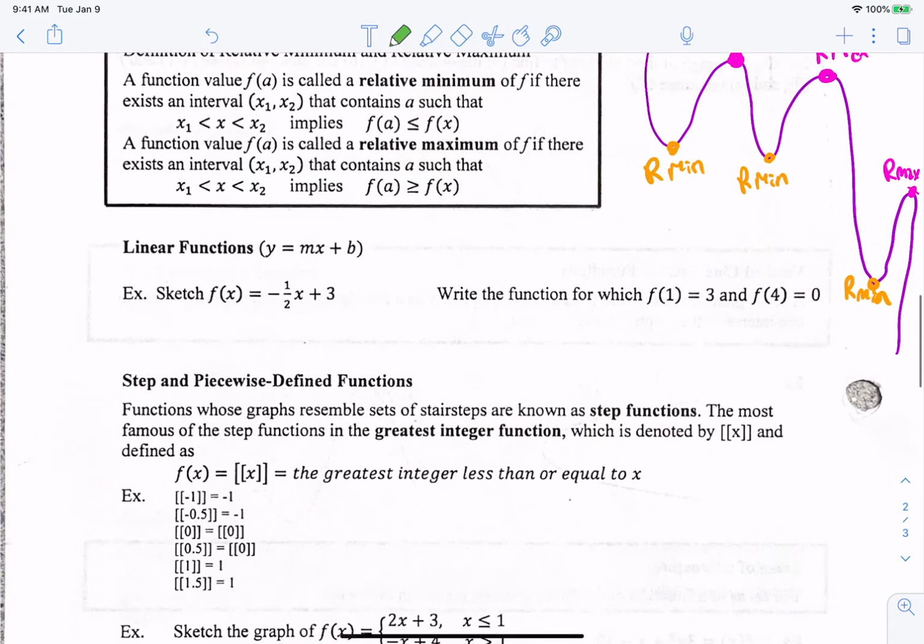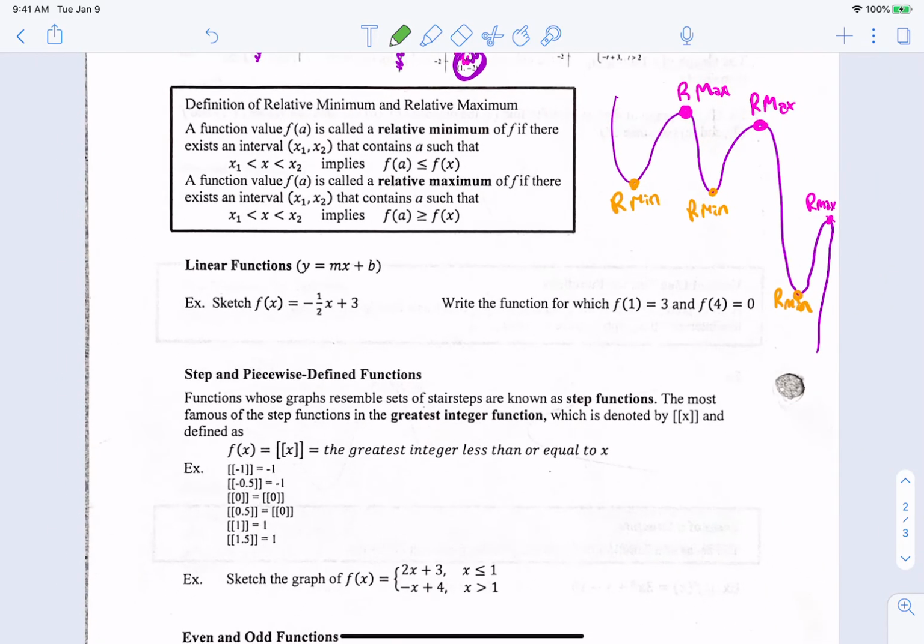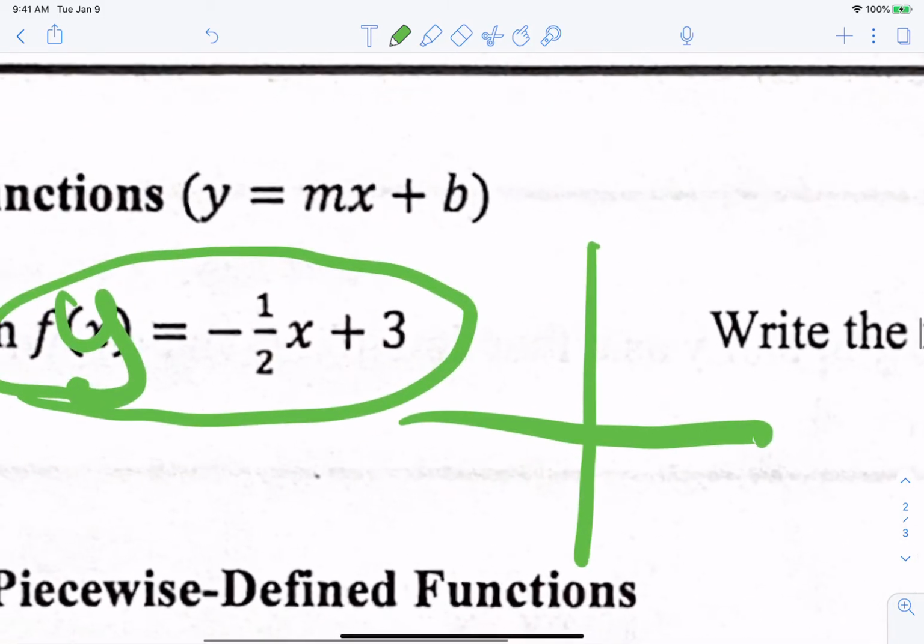Linear functions. Number 18: sketch this function right here. They call it f of x, which is the same thing as y equals. So when we're graphing that, where do you start? If it's a linear function, where do you start?